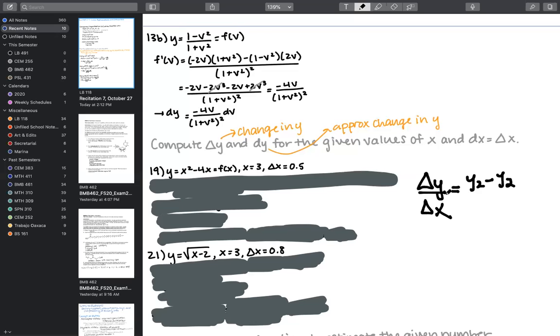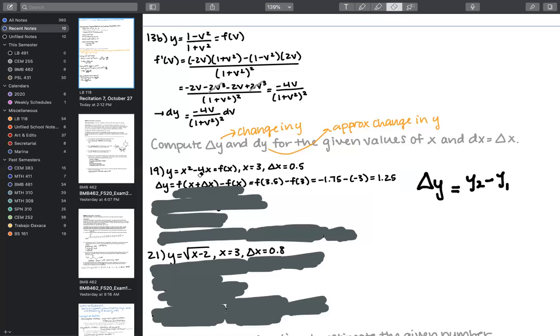So coming back to this delta y here, we don't really care too much about the delta x, just to give you a frame of reference. But delta y is going to be the later y minus the earlier y. The change in y is just going to be your new y minus your old y. So when we're asked to compute delta y, we're going to have to find the new y minus the old y, the new function value minus the old function value. And we're going to have to do this in terms of the information that is given to us.